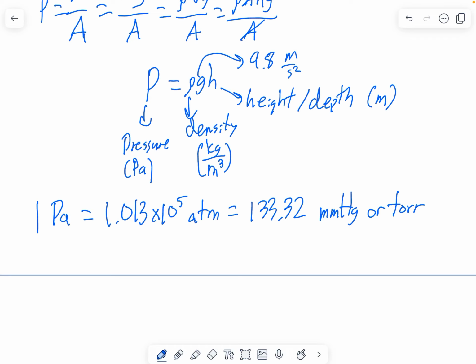There's also PSI. I'm going to quickly look up the conversion from pascals to PSI, pounds per square inch. So 1 pascal is, oh, it's really small. 1 pascal is also equal to 0.000145 pounds per square inch, PSI. And if you go scuba diving, you use pounds per square inch to measure pressure.